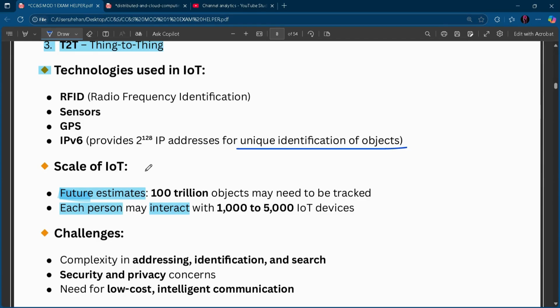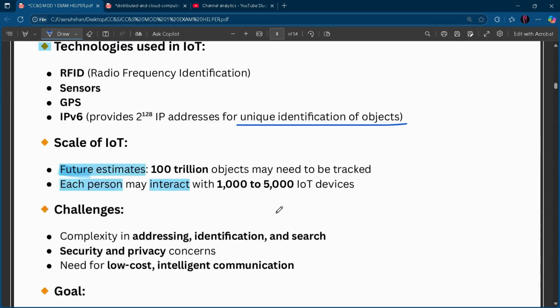Scale of IoT. Future estimation says that 100 trillion objects may need to be tracked, a very big number. Each person may interact with 1000 to 5000 IoT devices. In your daily life, it will become obvious that you interact with 1000 to 5000 IoT devices, which you might not even know, but you will actually be interacting with a lot of devices.